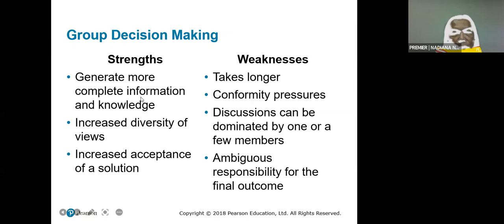Strength number one is that it generates more complete information and knowledge, where they will have many alternatives to make a decision. Number two, increased diversity of views increases acceptance of the solution. Weaknesses: it takes longer, there is conformity pressure, discussion can be dominated by one or a few members, and there is ambiguous responsibility for the final outcome.